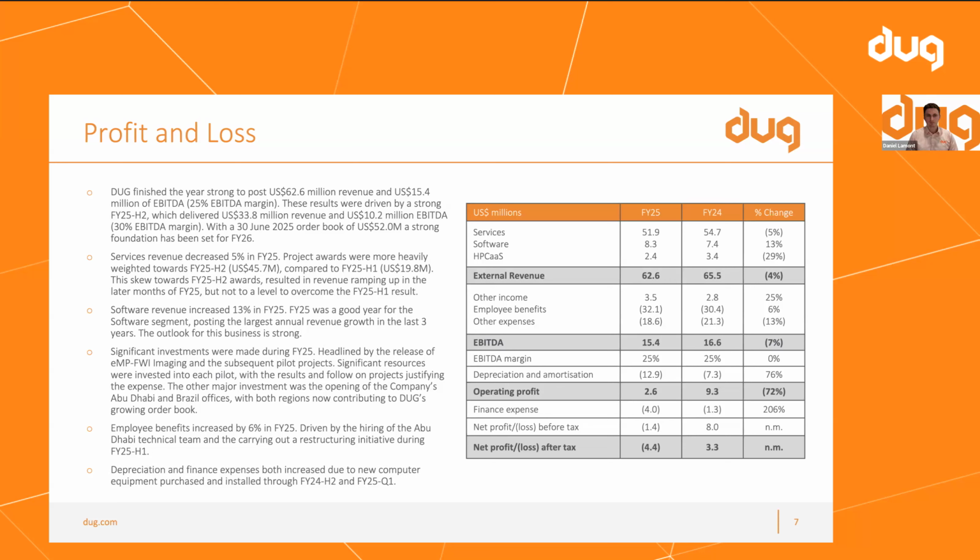The results we think are largely in line with consensus, and we think shouldn't really be a positive or a negative surprise for FY25, but we think the headliner really is the order book number and the strong awards that have come through the second half.